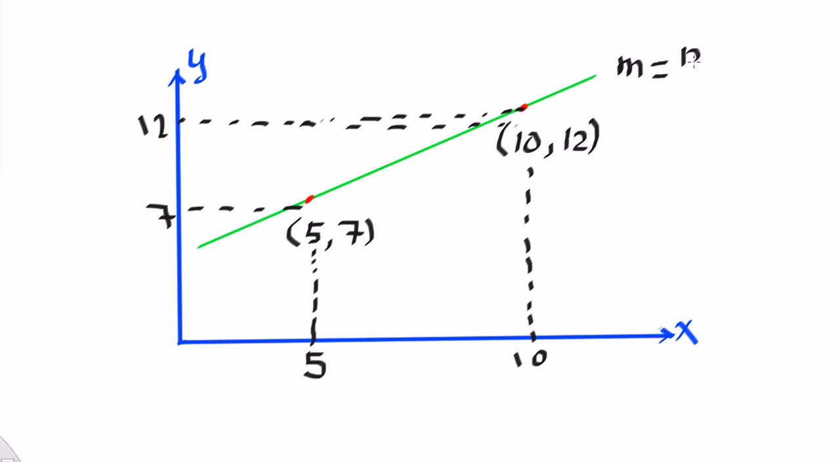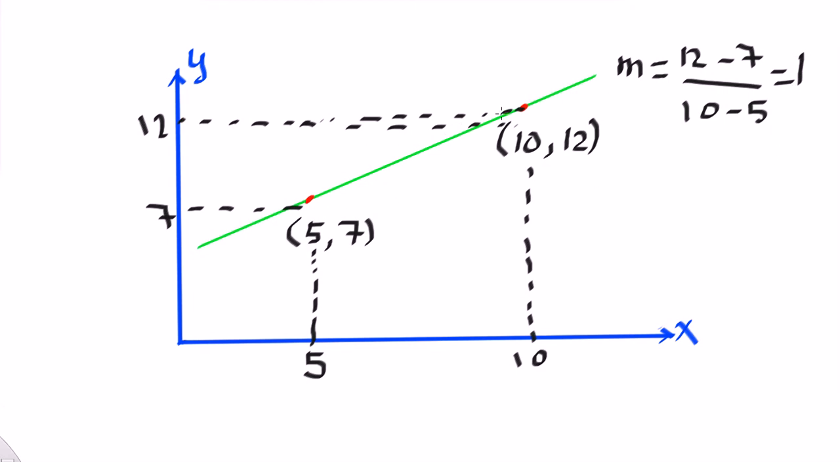So what I'm going to do is 12 minus 7, and the result of this would be divided by 10 minus 5. I'm sure most of you know this already. So 12 minus 7 is 5, and 10 minus 5 also gives 5. So we have 5 over 5, and the result is 1.